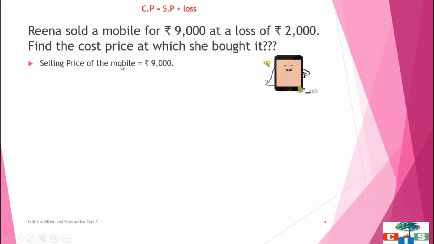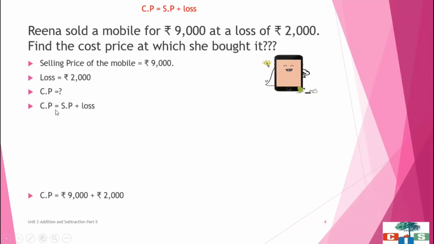Selling price of the mobile is 9,000. Loss is equal to 2,000. Okay, and what we have to find? We have to find cost price. So what is the formula for finding cost price when selling price and loss is given? See, cost price is equal to selling price plus loss.